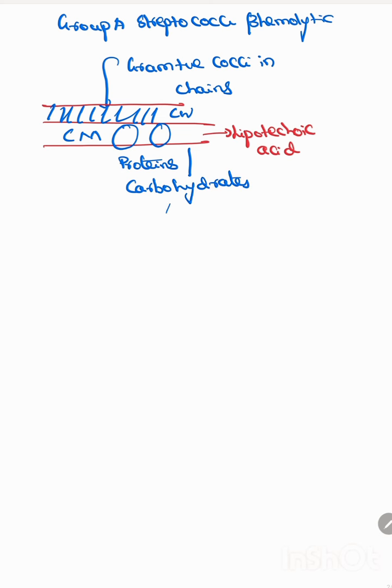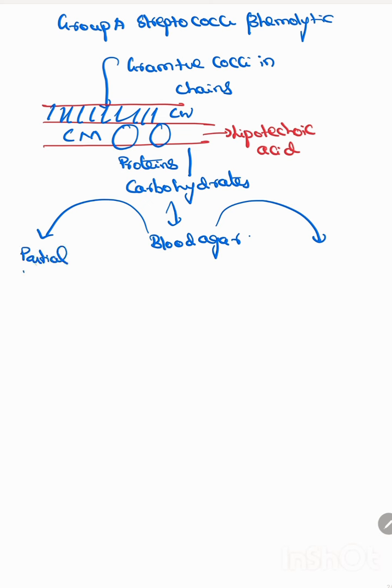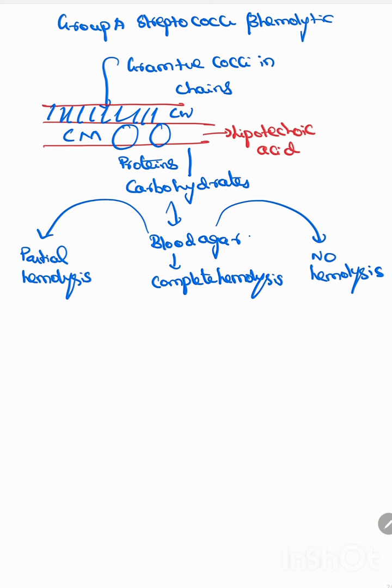Any gram positive cocci in chains are first classified based on growth in the blood agar into three types: one having partial hemolysis, another having complete hemolysis, and another having no hemolysis. The streptococci causing partial hemolysis are called alpha hemolytic streptococci. Those causing complete hemolysis are called beta hemolytic streptococci, and those with no hemolysis are gamma hemolytic streptococci.